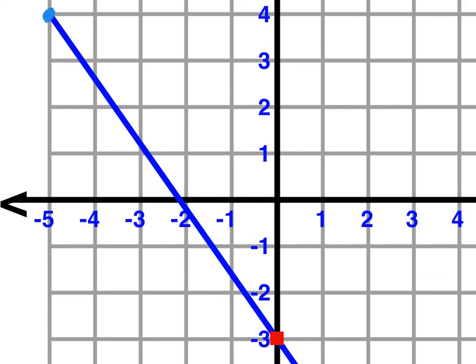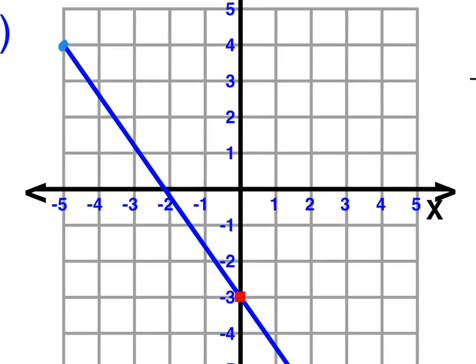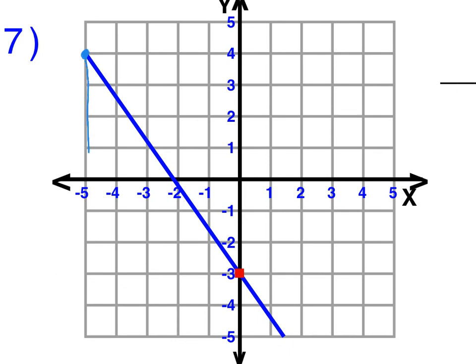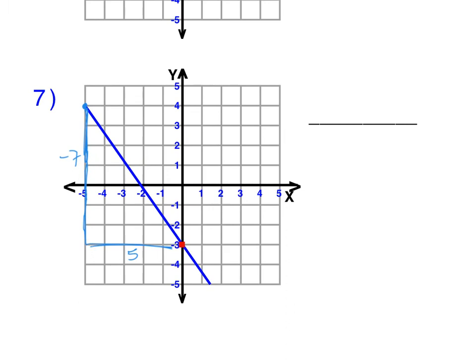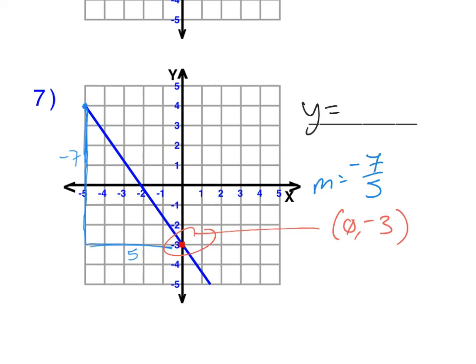So we see this change is down how far? Down 7. And to the right, how far? 5. So my slope is what? Negative 7/5. What's my y-intercept here? (0, -3). So there's my two numbers for the equation. Y equals negative 7/5 times x minus 3.